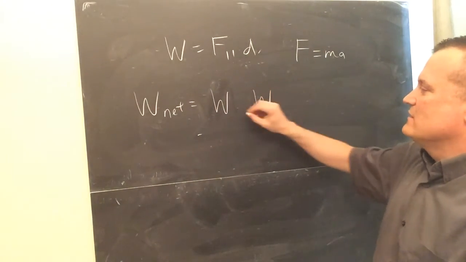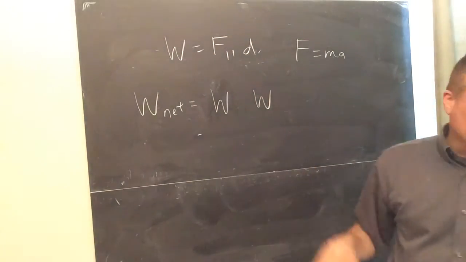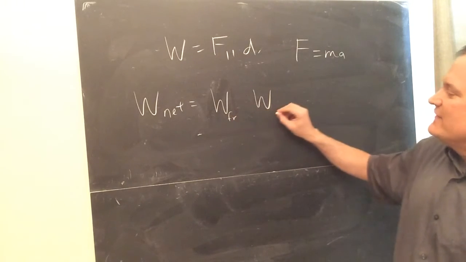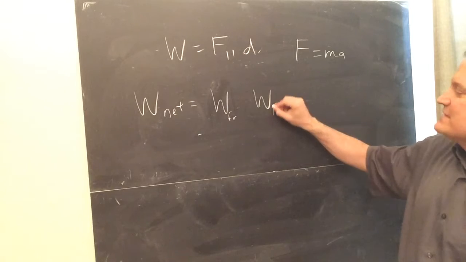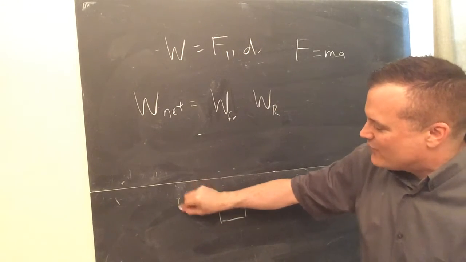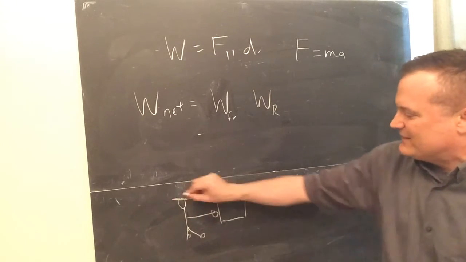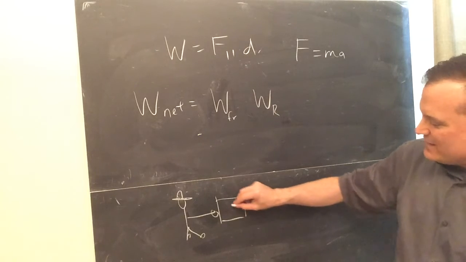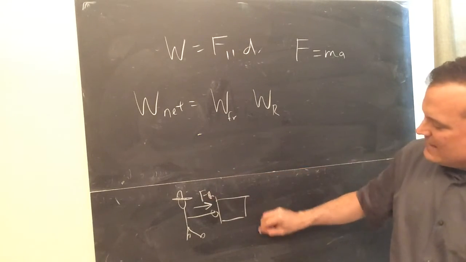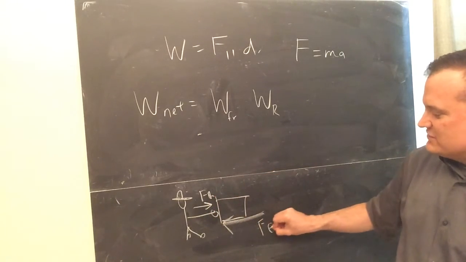Work. A lot of times we'll say something's going along with friction, and I'll say, okay, the work done by friction and the work done by, say, Mr. R. Say Mr. R is pushing this box. Okay, I'll give him a little hat there. He's pushing the box. So you have the force R here, and then you have force of friction going the other way.